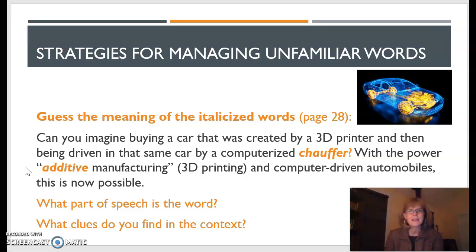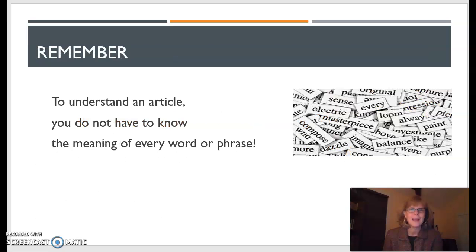Okay, guys, I am going to give you more practice, just guessing the meaning of words, looking around the word, looking at the context like we just did, and trying to figure out what that word means. There are two places you're going to get that practice. And as we talk about this, I want you to remember, in order to understand an article, you really do not have to know the meaning of every word. Don't feel like you have to know what every word and phrase means in order to understand the main ideas and the supporting points of an article.